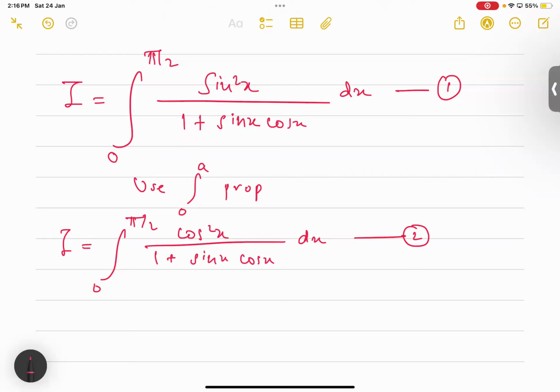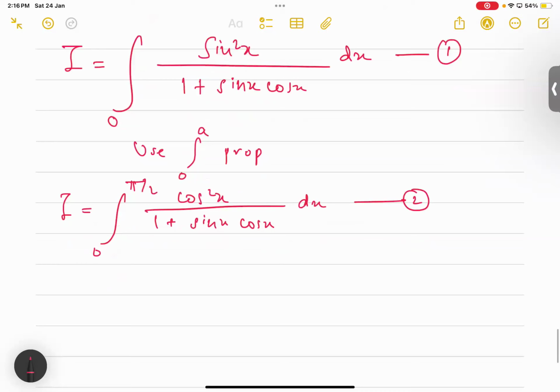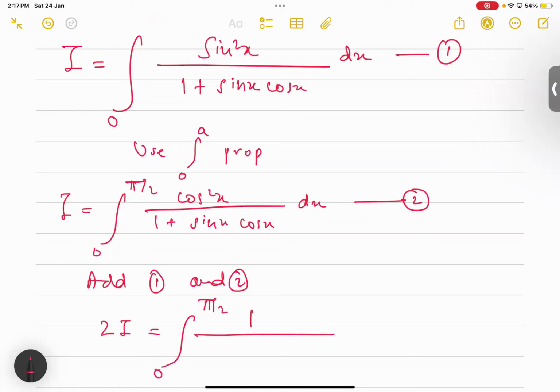0 to a. Now, why did I take a chance in applying the property? Because the denominator stays the same. That is one reason, but in the numerator we can manipulate, no? Sin square plus cos square is 1. Property application is successful. Fine. So add 1 and 2. 2I equals integral 0 to pi by 2 of 1 upon 1 plus sin x cos x dx. This also I have written in shortcut, the final step after adding 1 and 2.